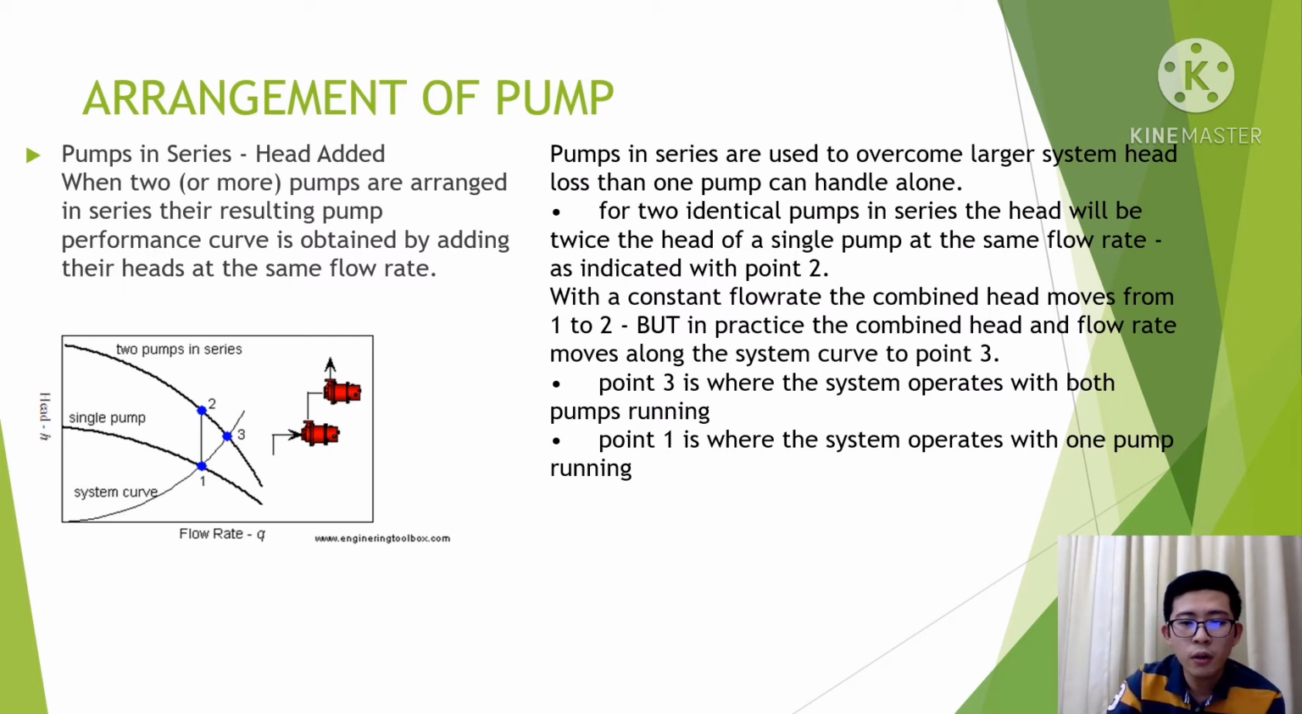With a constant flow rate, the combined head moves from 1 to 2, but in practice, the combined head and flow rate move along the system curve to 0.3. 0.3 is where the system operates with both pumps running, while 0.1 is where the system operates with one pump running.